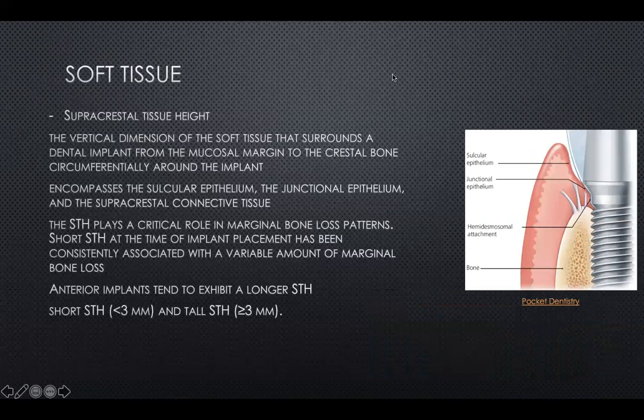What is the third part of the soft tissue component of the phenotype? It's called the supracrestal tissue height. So this is the vertical dimension of the soft tissue that surrounds a dental implant from the mucosal margin to the crest of the bone. It's from here to here.